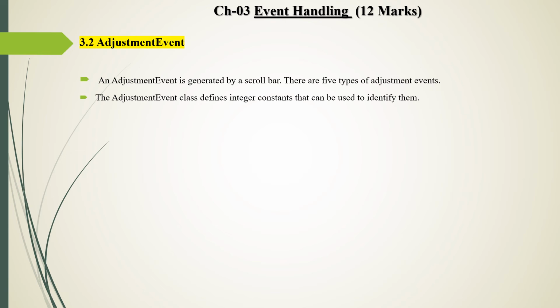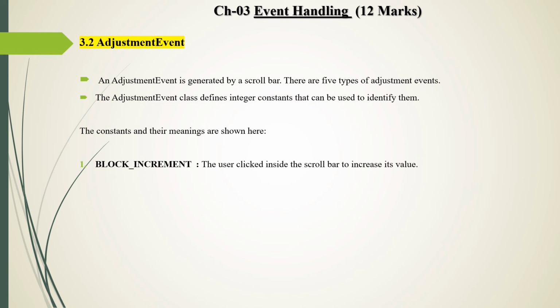So remember one thing, every class has some constants, and those constants are used to identify the event. And you must know the constants of every class. The constants and their meanings are as shown here. First constant is block underscore increment. This constant is used when the user clicks inside the scroll bar to increase its value. Second constant, block underscore decrement. This constant is used when the user clicks inside the scroll bar to decrease its value.